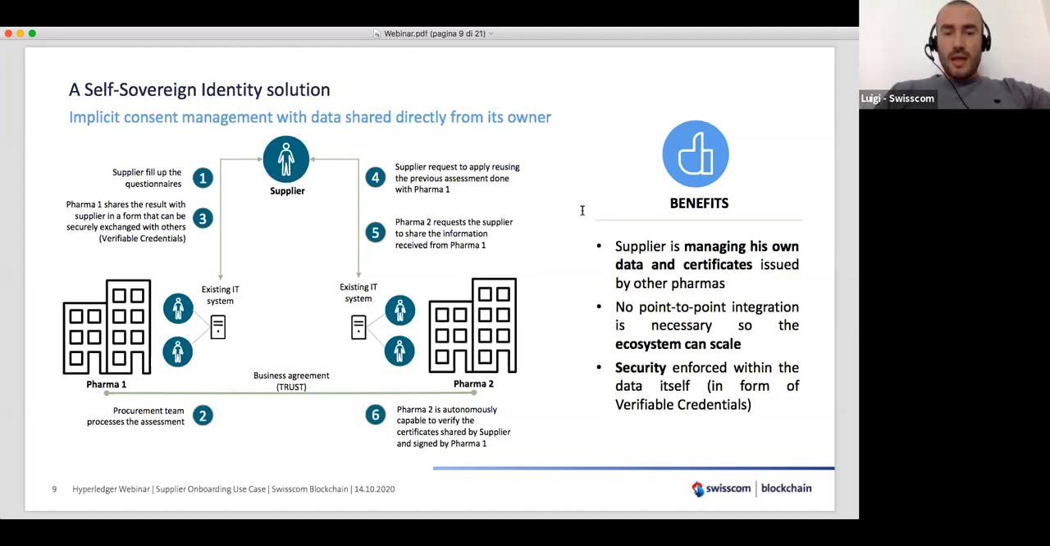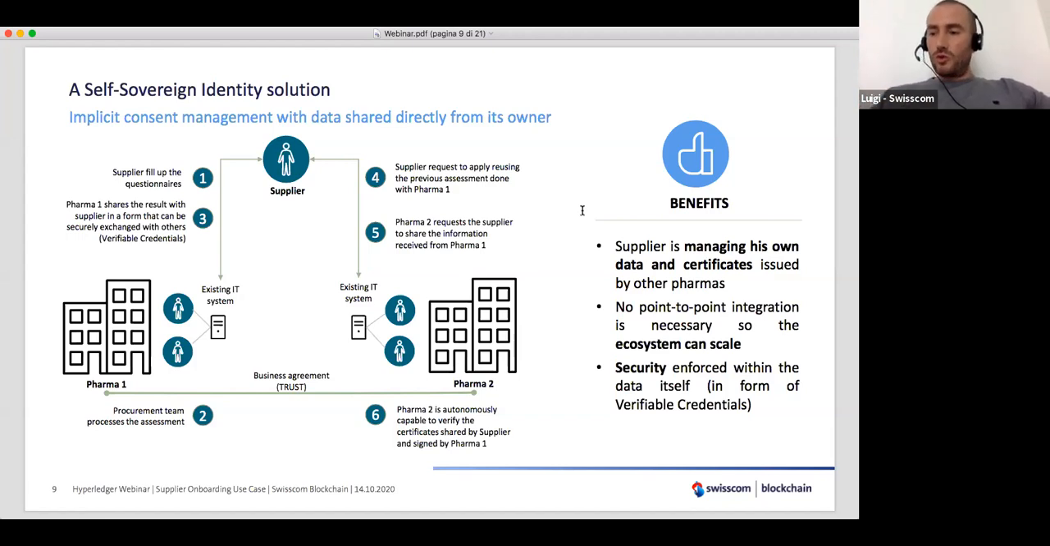So this is a very strong benefit because if we think again about the possibility of scaling this ecosystem, adding more and more participants, right now we won't need anymore a point-to-point integration between each actor. What we will need is that each single participant should be capable to integrate just once, not with a proprietary solution, but with a standard. In this case, a self-sovereign identity standard. And then later we will talk a little bit deeper about this.